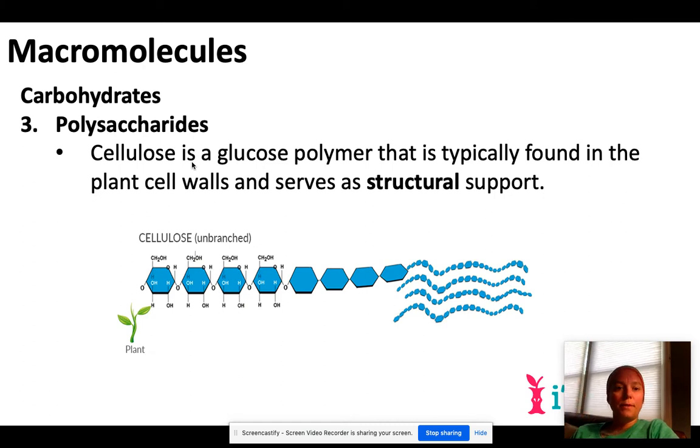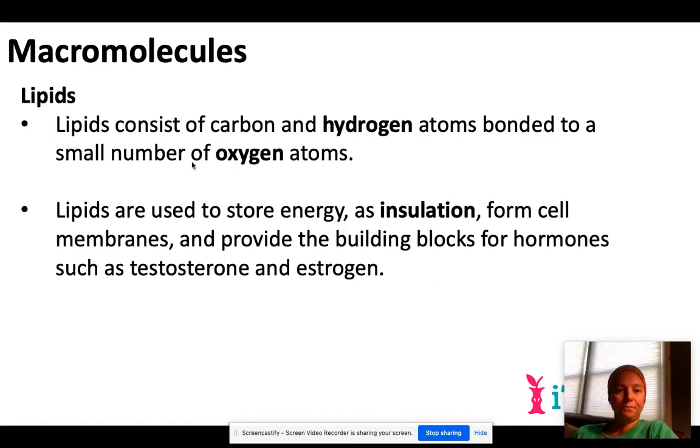Oh, I already talked about this one, the glucose. So again, building our plant structure up. So again, our polysaccharide, glucose in the cell wall of our plant.